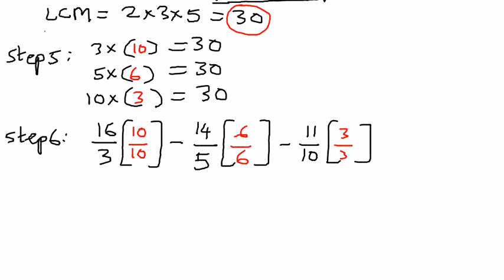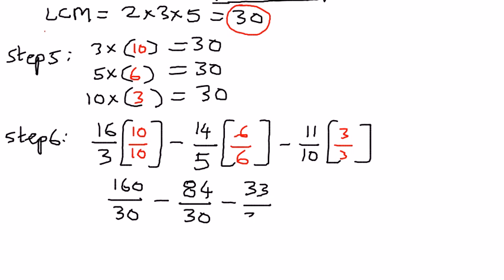And therefore now we're going to multiply the numerators, multiply the denominators. 16 times 10 is equal to 160, and in the denominator 3 times 10 is equal to 30, minus 14 times 6 is equal to 84, divided by 5 times 6 is equal to 30, minus 11 times 3 is equal to 33, and 10 times 3 is equal to 30. We have a common denominator now.